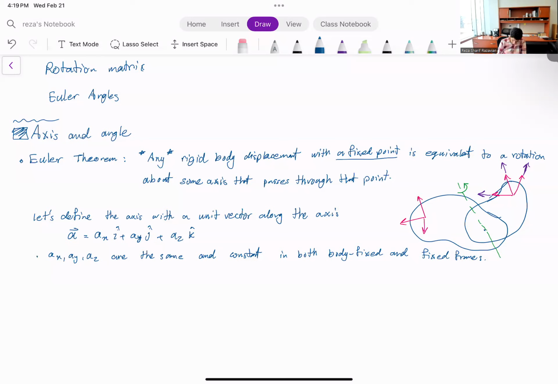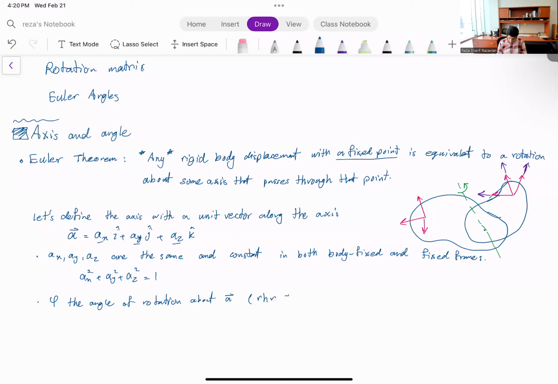And this is a unit vector. So AX squared plus AY squared plus AZ squared equals 1. So I have three values, AX, AY, AZ, that I need to define the axis. And the fourth one is phi, the angle of rotation about A. And we use the right hand rule.